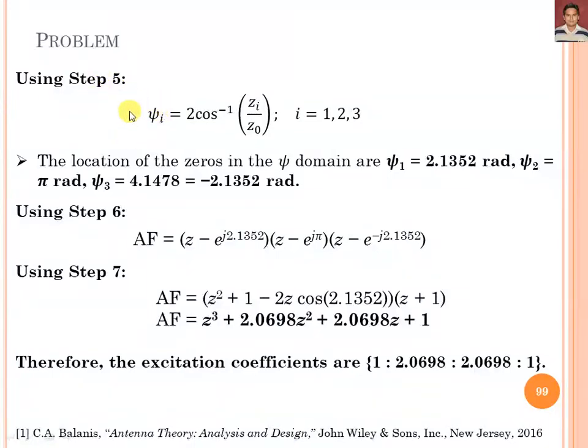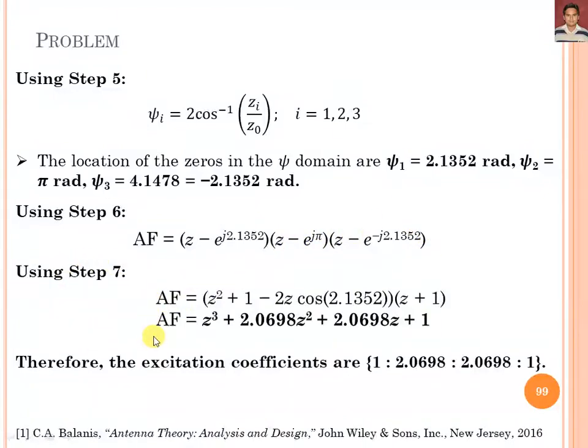Using step 5, we calculate the value of psi i by using this expression, and we have to calculate these three values, psi 1, psi 2 and psi 3. And by using step 6, we have to calculate AF, which is a multiplication of factors. Since m is equal to 3, we get 3 multiplication factors, each of the form z minus e to the power j psi.